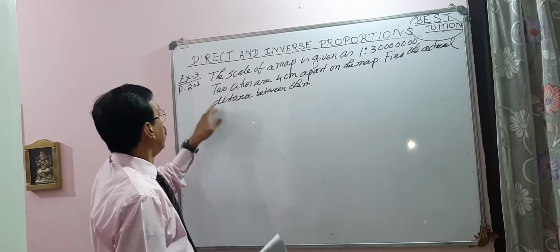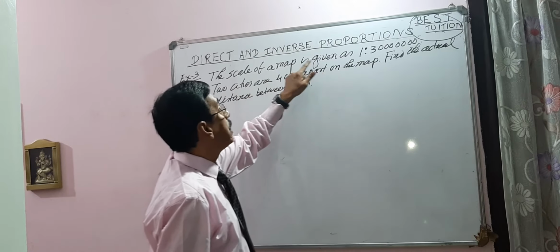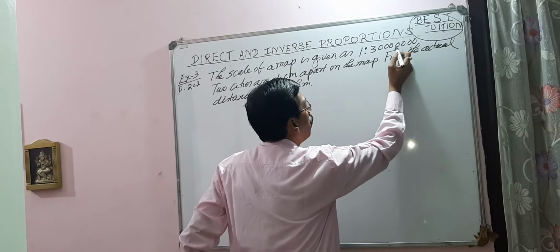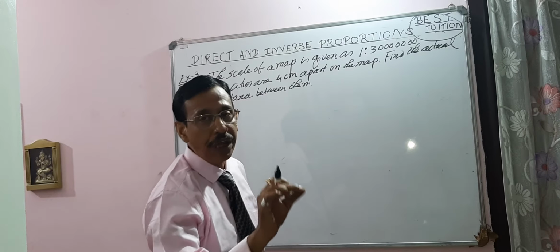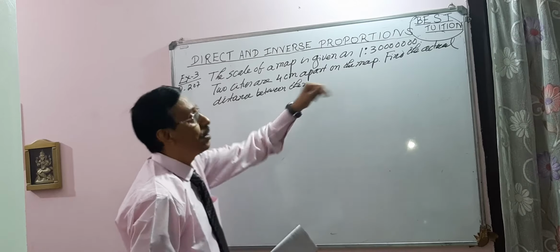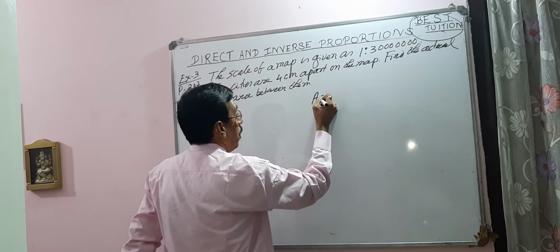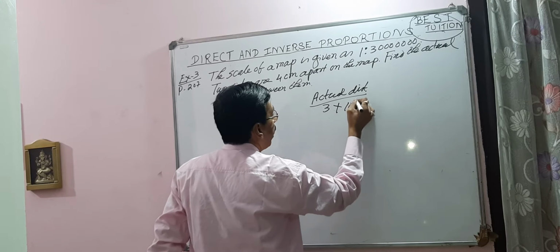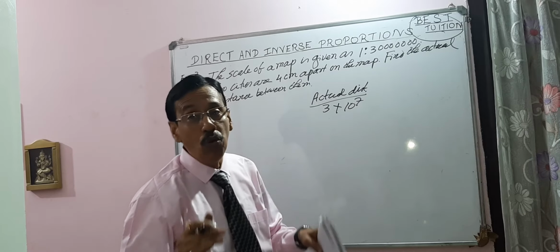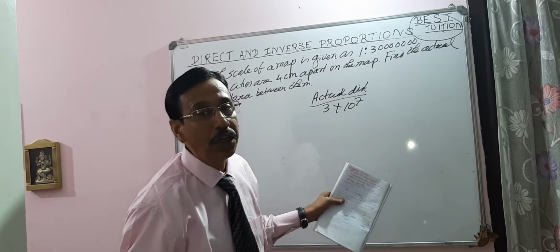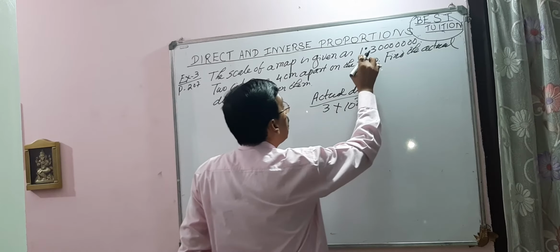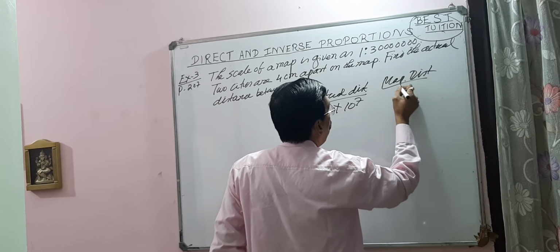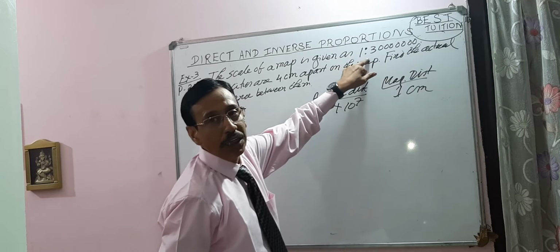Okay, read the question. The scale of a map is given as 1:3 into 10 to the power 7. You count it: 1, 2, 3, 4, 5, 6, 7. So it is 1:3 into 10 to the power 7. Now what does it mean? It means that if the actual distance between two cities is 3 into 10 to the power 7, then how will you depict it on the map? You cannot write 3 into 10 to the power 7 centimeter. We assume that it is 1. So the map distance between two cities will be how much? 1 centimeter. Clear? This is the meaning of 1:3 into 10 to the power 7.